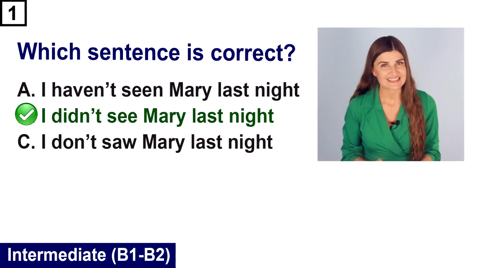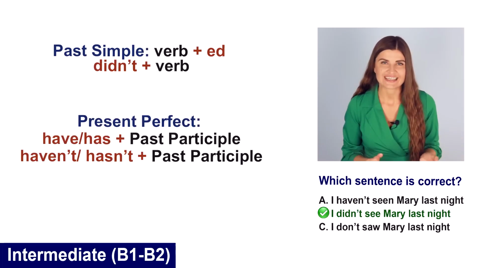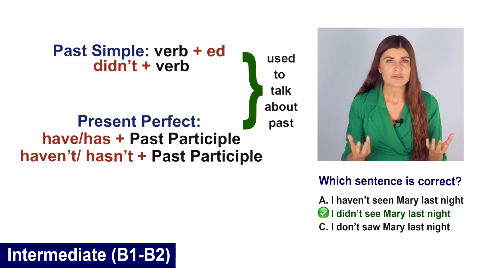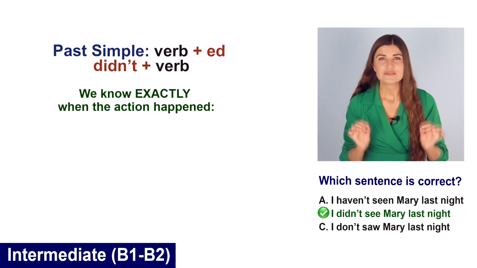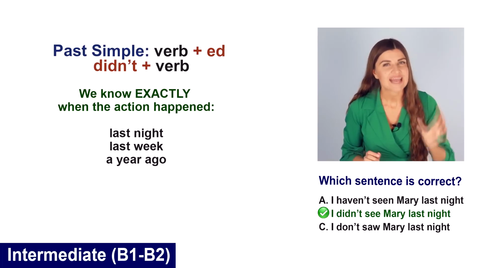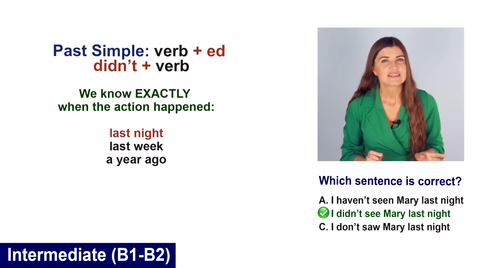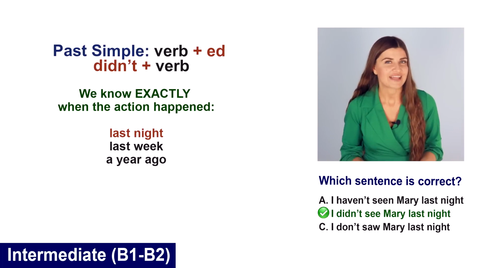There are two tenses that students often confuse, the past simple tense and present perfect tense. They both are used to talk about something that happened in the past. However, if we know exactly when something happened, we use past simple. So, in this case, we know exactly when this happened, right? Last night. So the correct answer is I didn't see Mary last night.